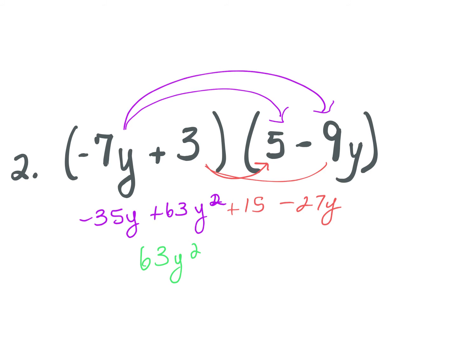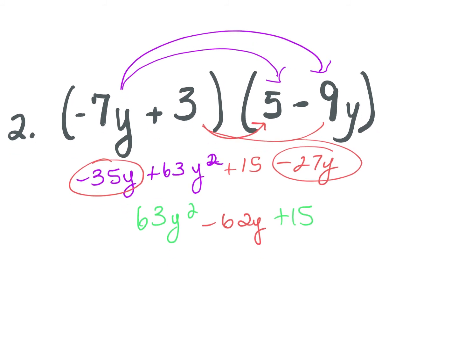All right, so now we have a negative 35 and a negative 27. When I have two negative numbers and I'm combining them, do I change the signs, keep the signs? Keep the sign the same, and I add. So what's 35 and 27? 62. So minus 62y, and then I'm left with what? Plus 15. Perfect. What's my leading coefficient? 63. What's the degree? What's the constant? What's the name of this? Perfect. Good job, guys.